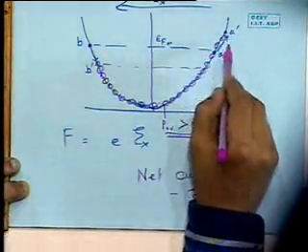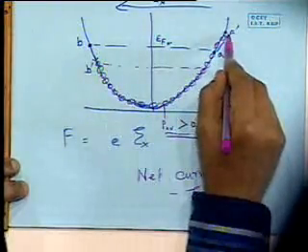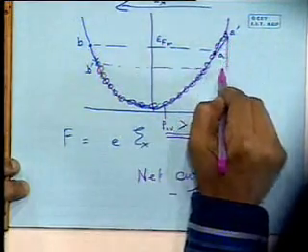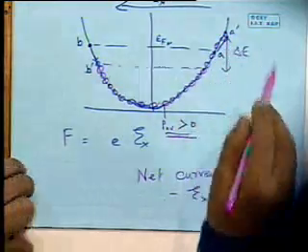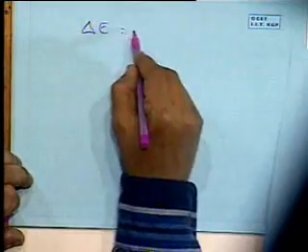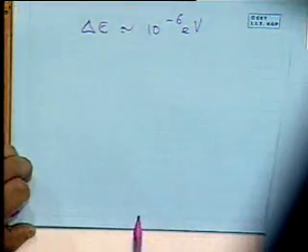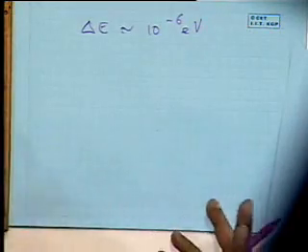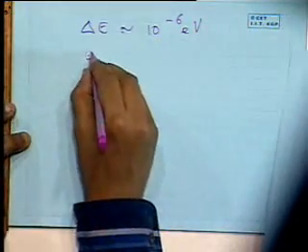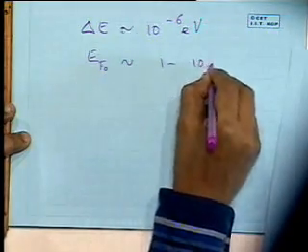Essentially, this change that I've shown seems to be very exaggerated, but the delta change in the energy, this whole thing here, is rather small. That delta E is of the order of 10 to the power minus 6 eV. So though it looks like a big change, really it's very small. And remember that for many metals, it's something like 1 to 10 eV.